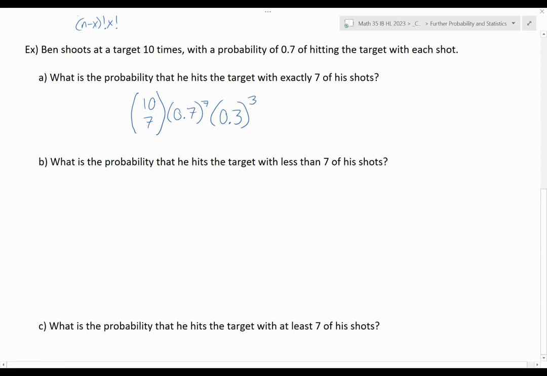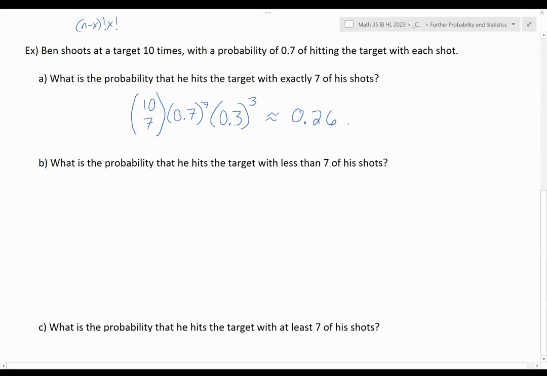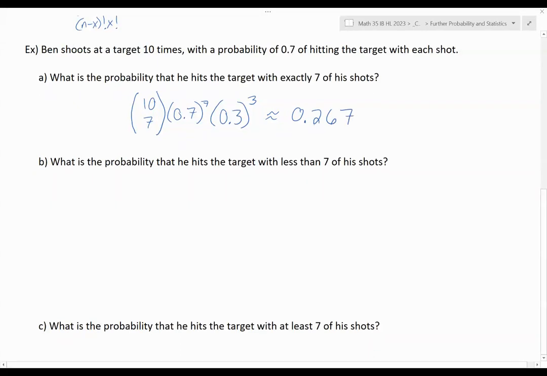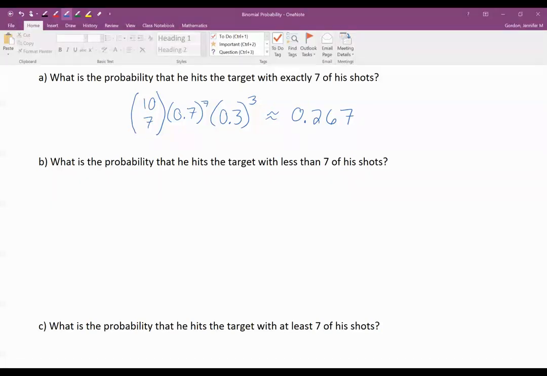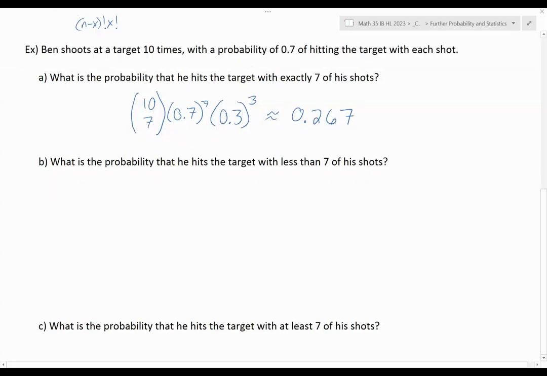So if we deal with that, then what I get when I calculate this is that probability is about 0.267 when I round it to 3 significant digits. Now the difficulty comes, and just as a side note, I can use this formula every single time, but most calculators will actually have the ability to just input n and p. It will have a binomial probability distribution calculated or programmed into it.